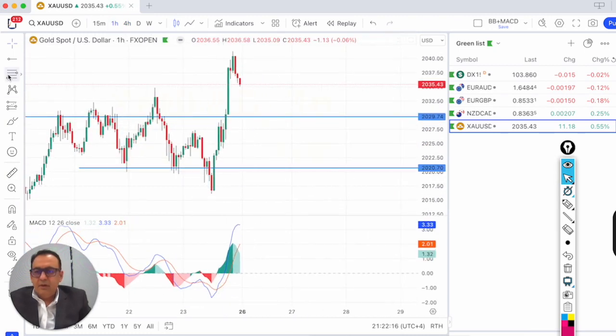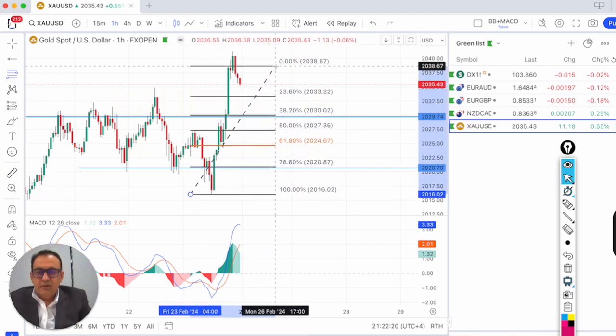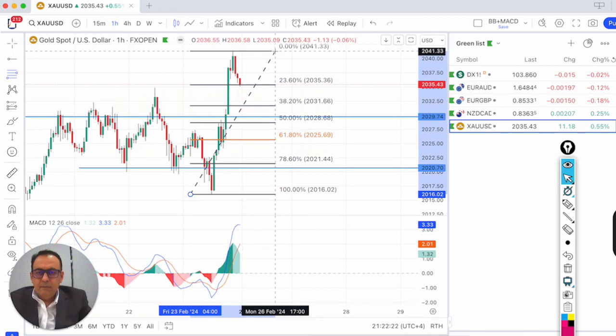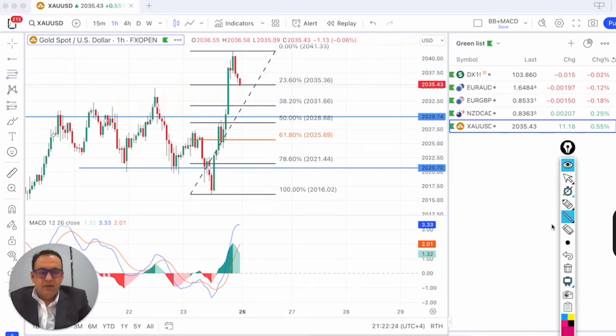This is how we can approach. We can apply Fib retracement on the recent most cycle, and we can expect to enter into a bull trade, a buy trade somewhere around this 50 to 60% area.